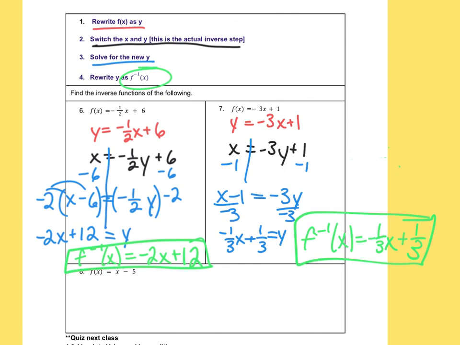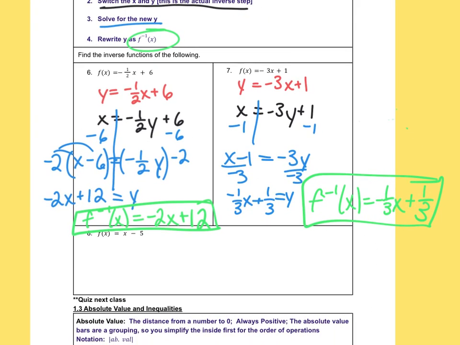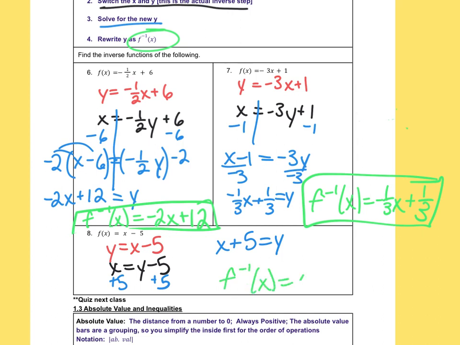And then we've got one more here. So we've got f of x equals x minus 5. So first step, y equals x minus 5. x equals y minus 5. Add 5. x plus 5 equals y. The inverse, f to the -1 of x, equals x plus 5.